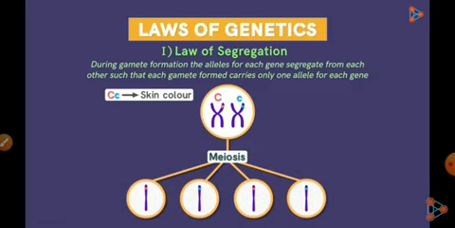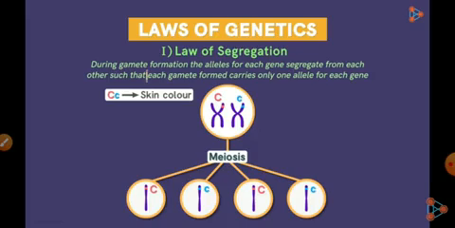The second part says, the alleles of each gene. So here, C and c is what we are referring to. That means one allele from the gene set. Now what's the next part? The next part of the statement is segregate from each other. This means the alleles will separate. They will not remain together in the process.